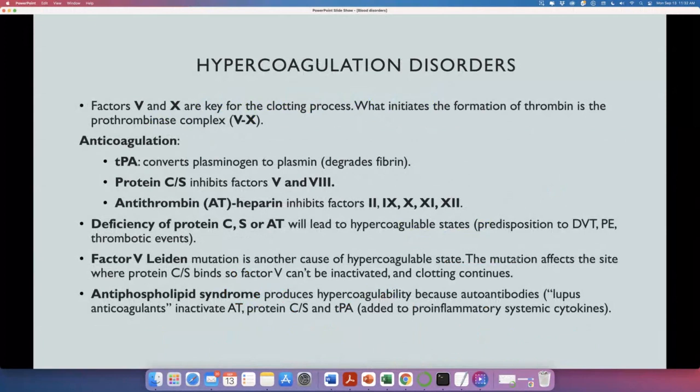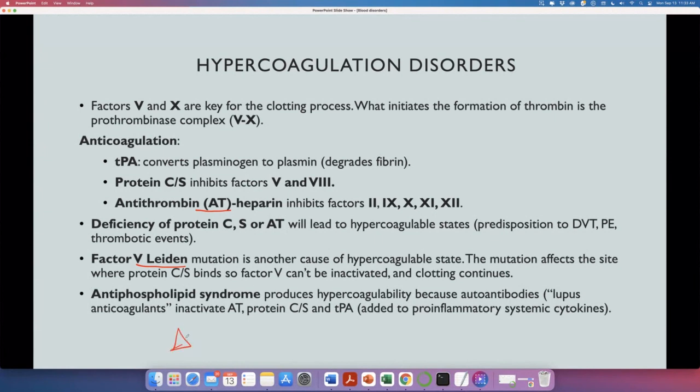Now we have to mention some hypercoagulation disorders. There are several. For example, one that is very common is what we call factor V Leiden mutation, which is the most common inherited disorder. Then we have others like deficiency of protein C and S or antithrombin deficiency, and we have the antiphospholipid syndrome.